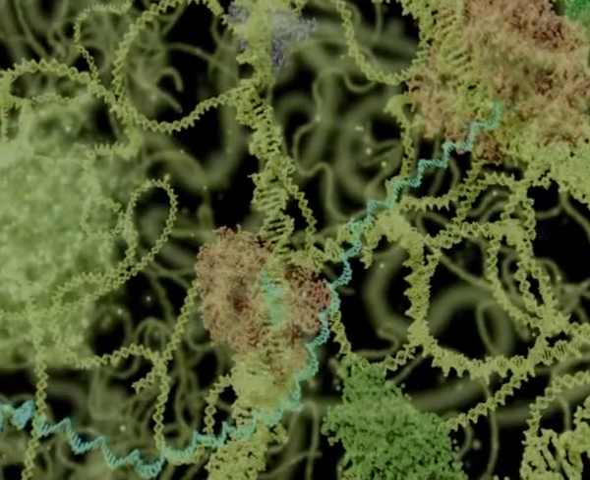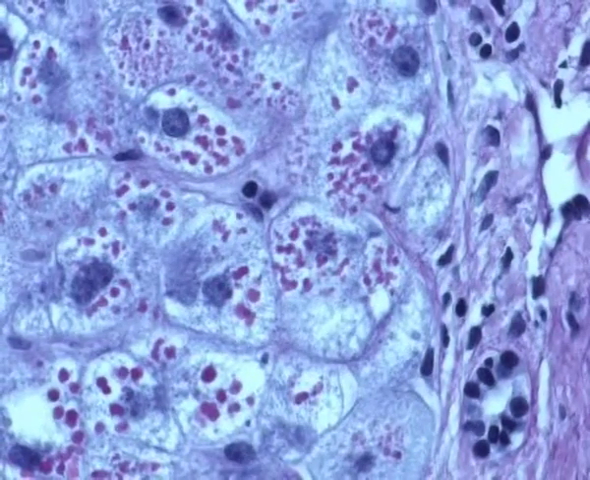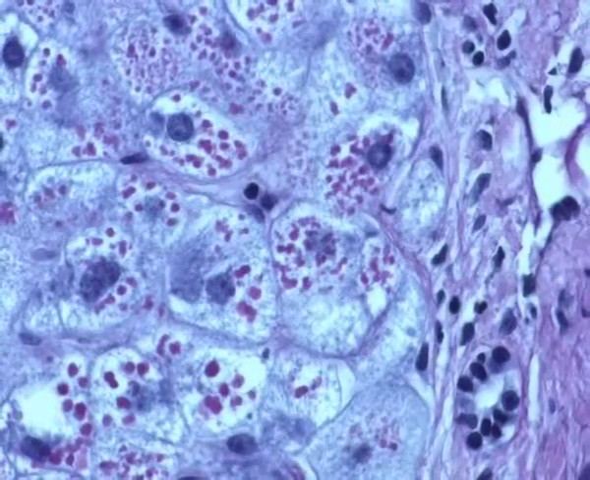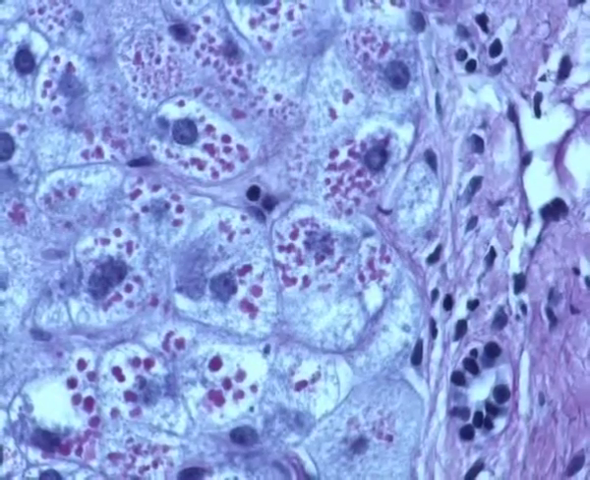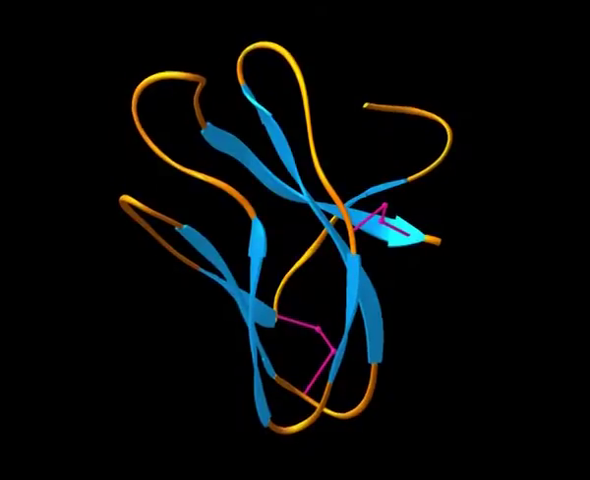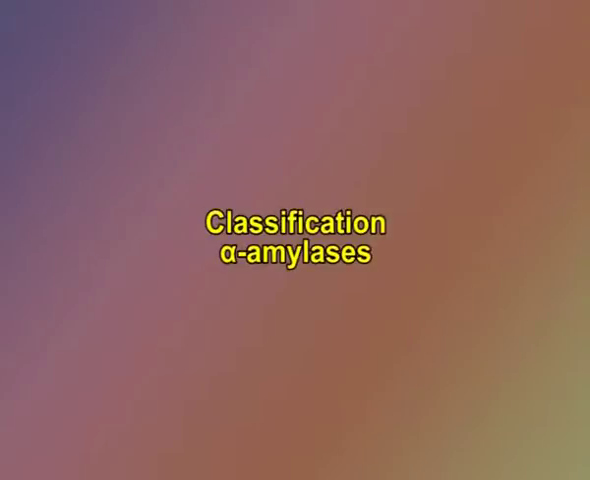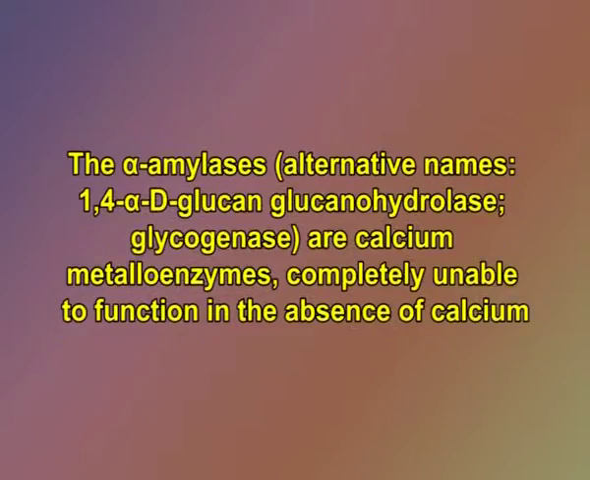Plants and some bacteria also produce amylase. As diastase, amylase was the first enzyme to be discovered and isolated by Anselme Payen in 1833. Specific amylase proteins are designated by different Greek letters. All amylases are glycoside hydrolases and act on alpha-1,4 glycosidic bonds. Now coming on to their classification. First is alpha amylases.